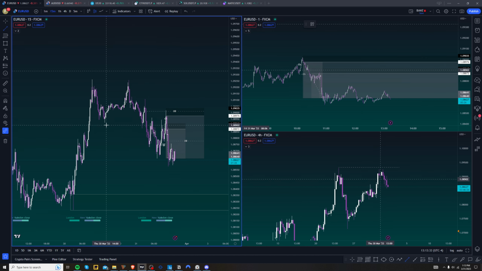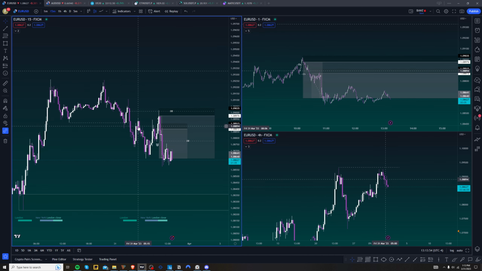Here, I knew we had to break a structure, right? We had to break a structure, but we already corrected at 5 a.m. So we had a correction here, but we never tapped into the OB. We just hit about halfway into the imbalance.